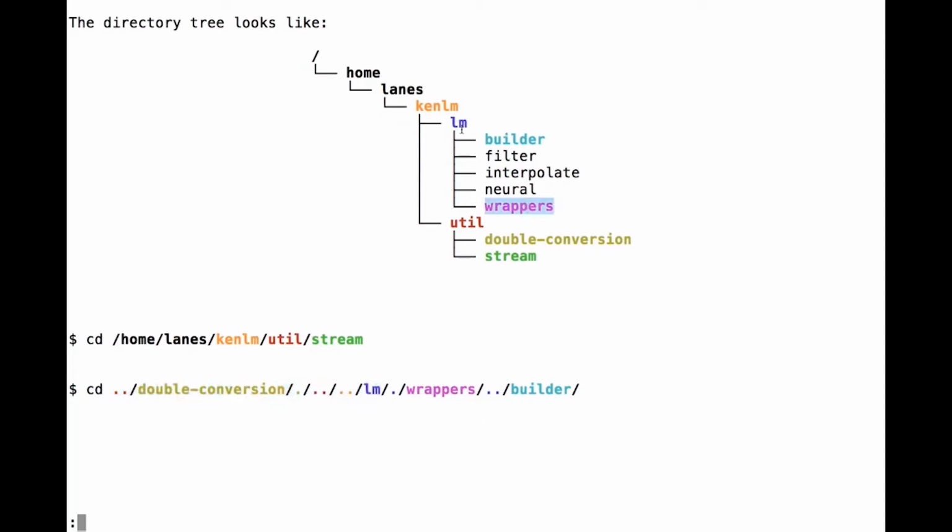Wrappers is a subdirectory of lm. So, ../double conversion/./../../lm/./wrappers refers to /home/lanes/kenlm/lm/wrappers. Dot dot, which we see here in blue, refers to the parent of the current working directory. So this path refers to lm.